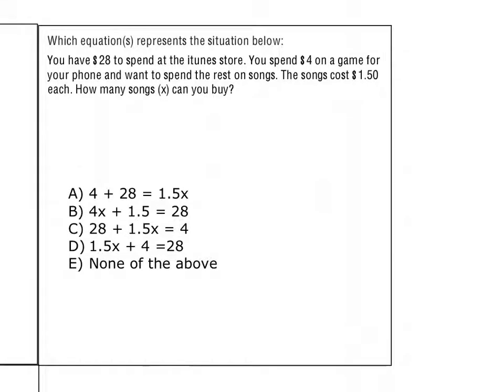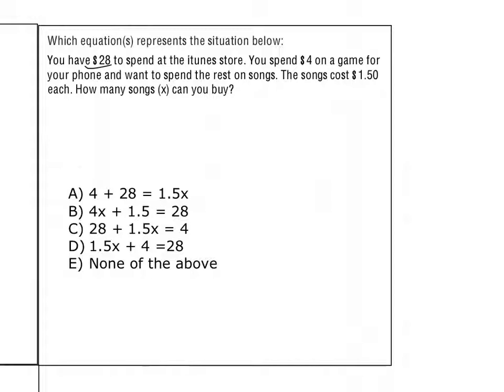Coming over here, we look for which equation or equations represents the situation below. You have $28 to spend at the iTunes store. You spend $4 on a game for your phone, and you want to spend the rest on songs. The song costs $1.50 each. How many songs X can you buy? So we're looking at this.